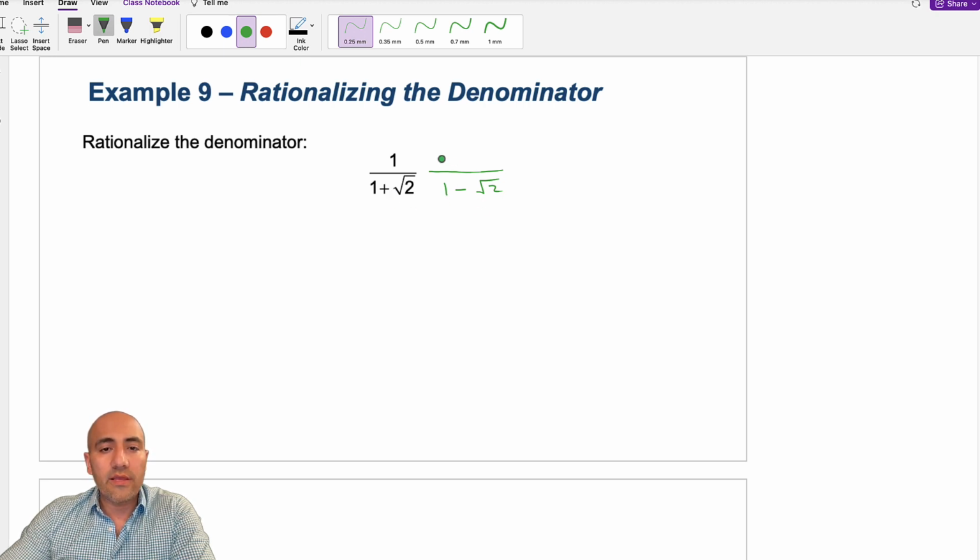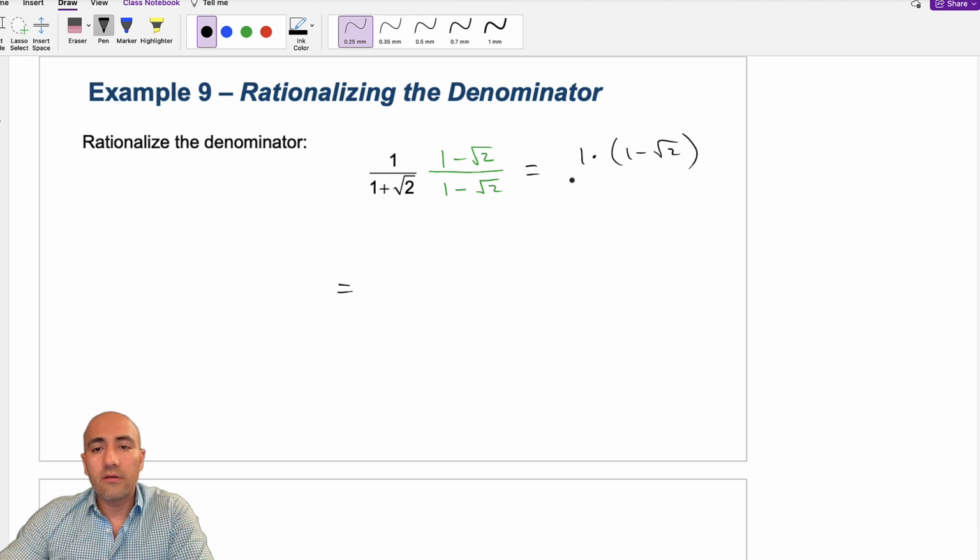Whatever you do to the denominator, you must do to the numerator, so we have to multiply that by 1 minus square root of 2. This is a new version of 1. The numerator and denominator are identical. And now we get the advantage of simplifying the denominator. So now when we simplify this, I'll just put it over here. This becomes 1 times 1 minus square root of 2 in the numerator, divided by, and when we multiply these two, we get 1 squared minus root 2 squared, right? Since this is a difference of squares.